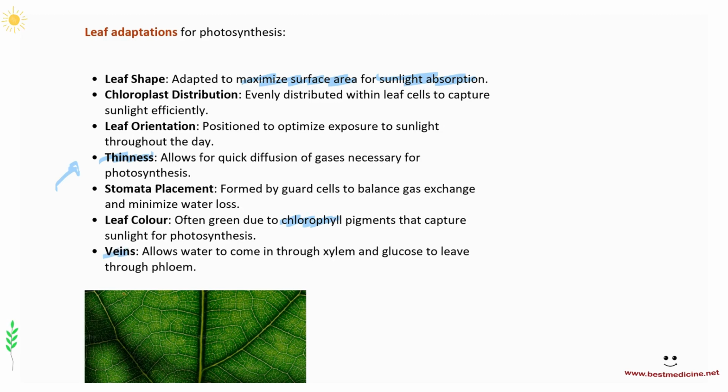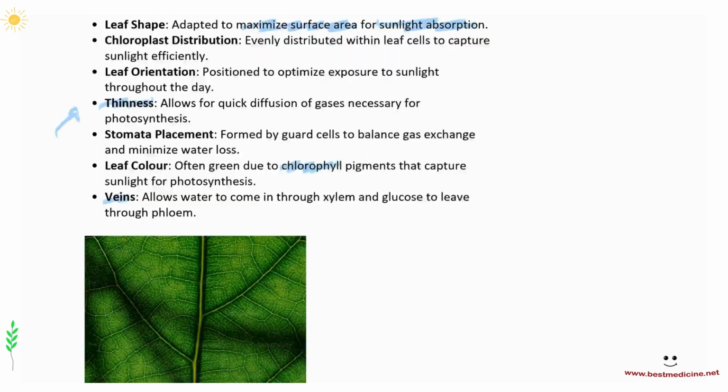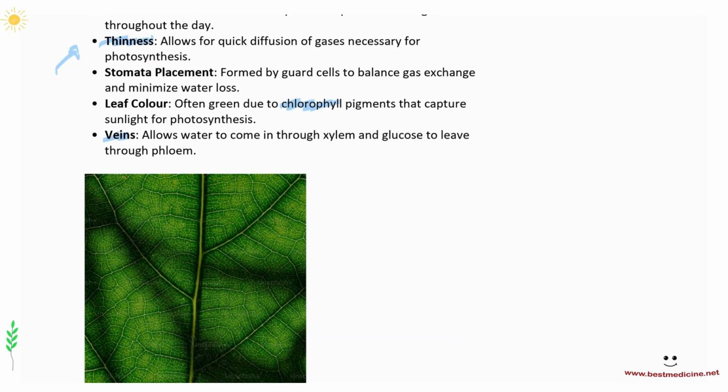And veins, right? The vasculature. These veins, as you can see here in this leaf, are bringing in water through the xylem, and glucose and amino acids, which are manufactured, are allowed to leave through these vasculatures. So veins would contain xylem and phloem tissue. Okay?